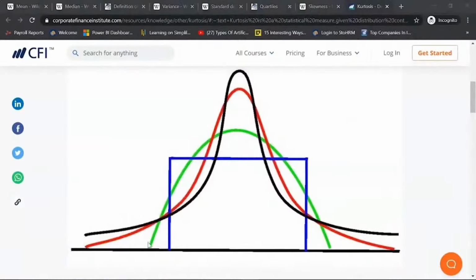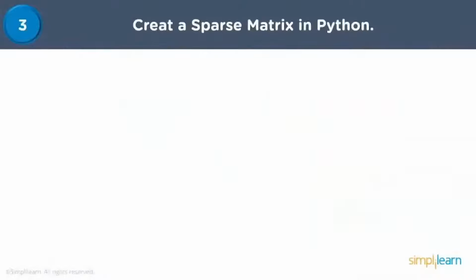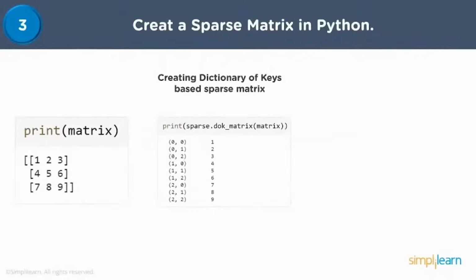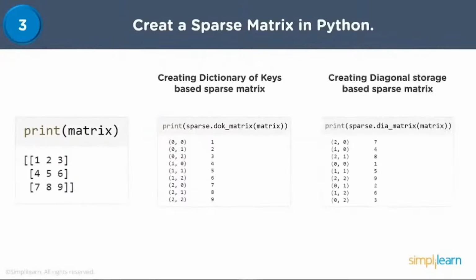Now let's look at our third question. The question is, create a sparse matrix in Python. In numerical analysis, a sparse matrix or a sparse array is a matrix in which most of the elements are 0. There are multiple ways to create a sparse matrix. I'll show you two ways. Let me take you to my Jupyter notebook where I'll create a matrix first and then we'll see how to create a sparse matrix out of it.